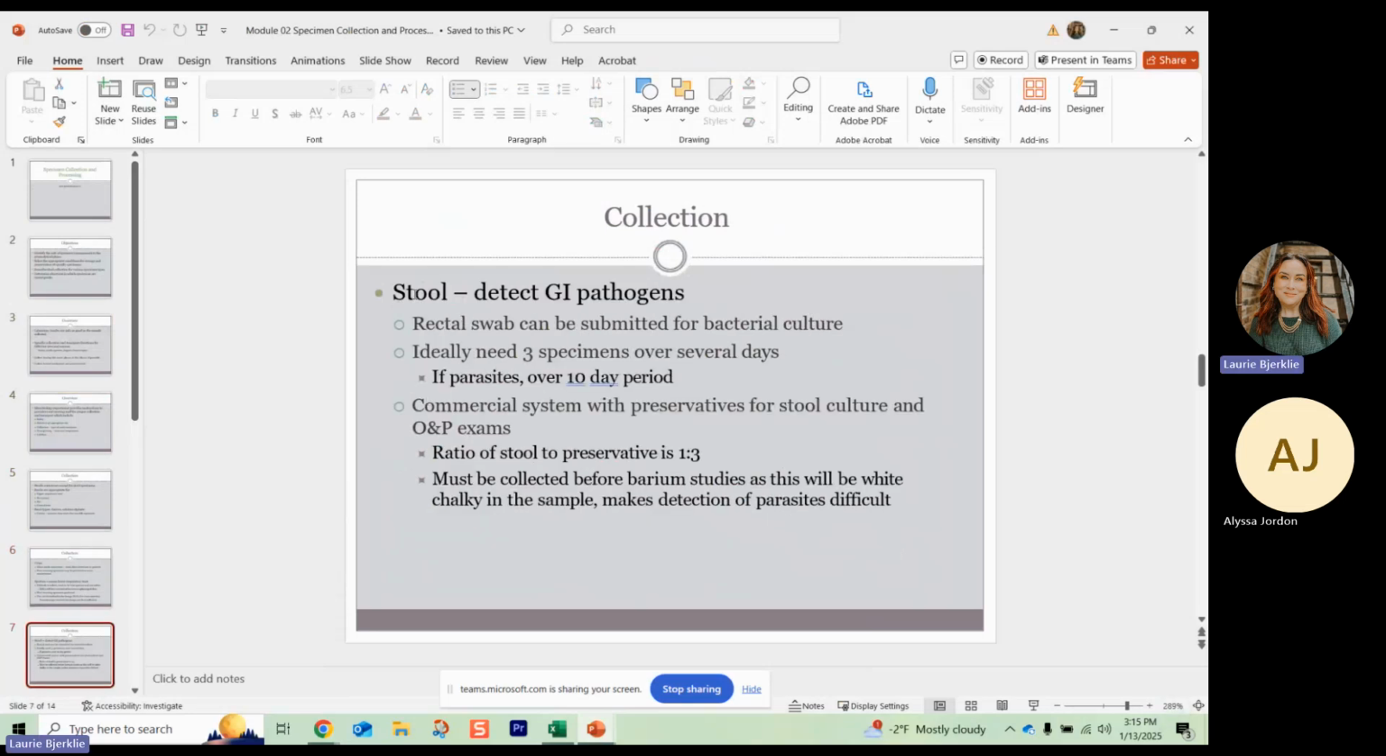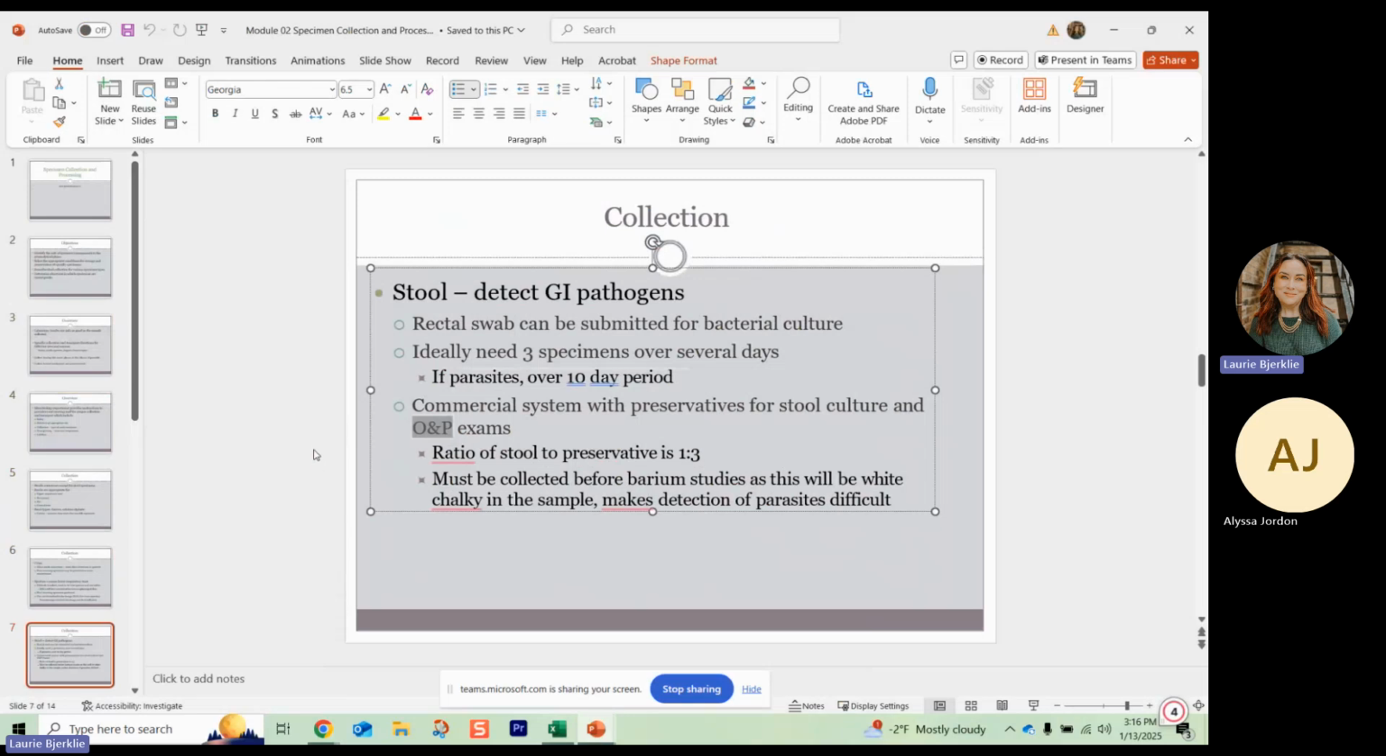Stool, you could do a rectal swab, but otherwise it's usually getting the stool sample into a container with preservatives. Also parasites. A lot of times people who have a lot of diarrhea, we're screening for both certain bacteria that are causing the diarrhea, but we're also screening for parasitic infection. So that's what we call an O&P exam, ova and parasite, ova for the eggs of the parasite.